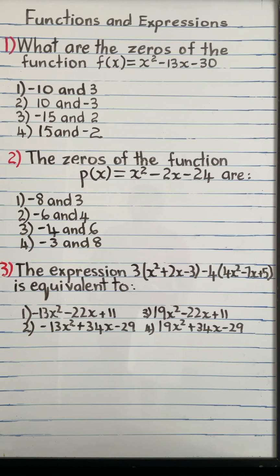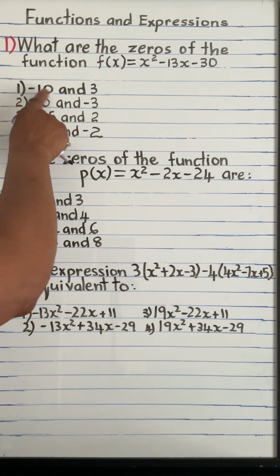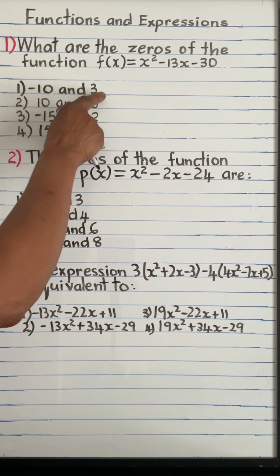Today I have 3 past exam questions on functions and expressions. The first one: what are the zeros of the function f(x) equals x squared minus 13x minus 30? So let's start with this one to see if this set is the zeros.